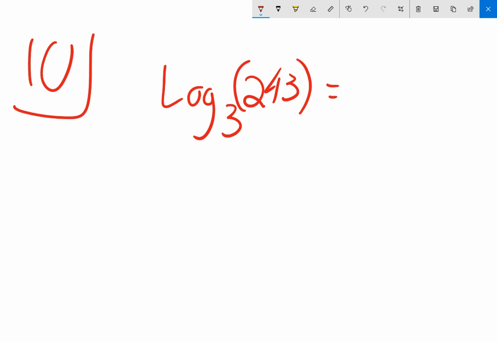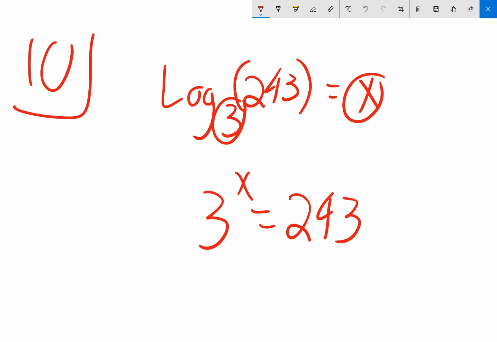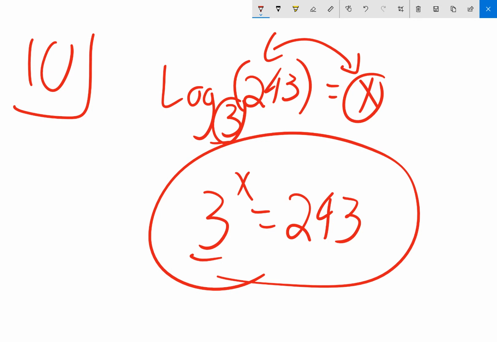Number 10, log base 3 of 243. I want to put parentheses on that. Equals x. Same idea. 3 is the first, so it'll be 3 to the x power equal to the 243. So remember, you're just keeping this first and then switching these two, and you've got your exponential equation. It's very important that you know how to do that, by the way.